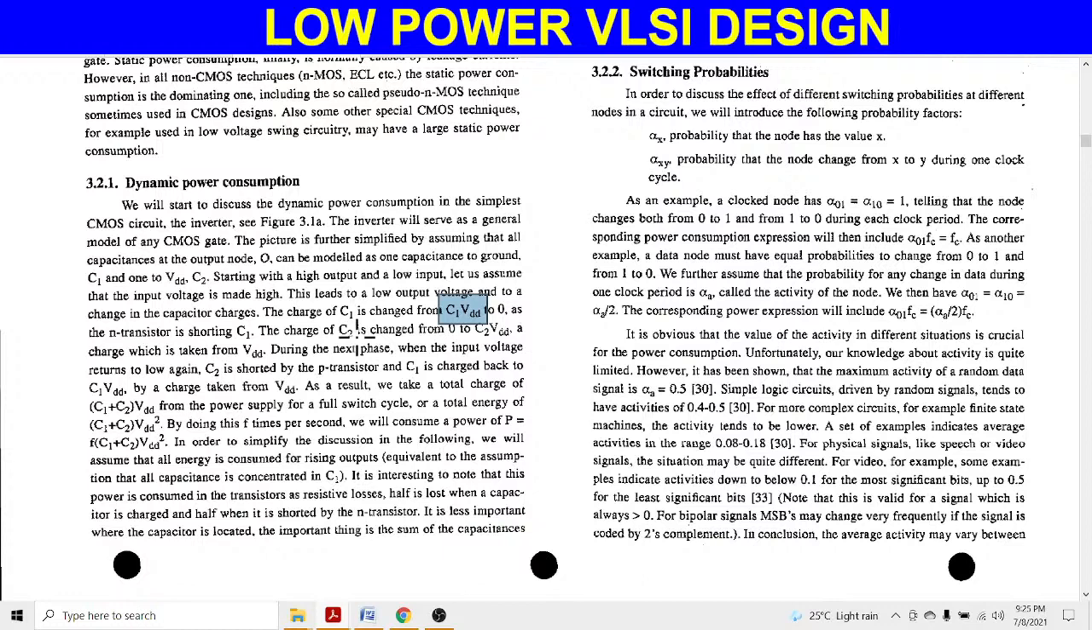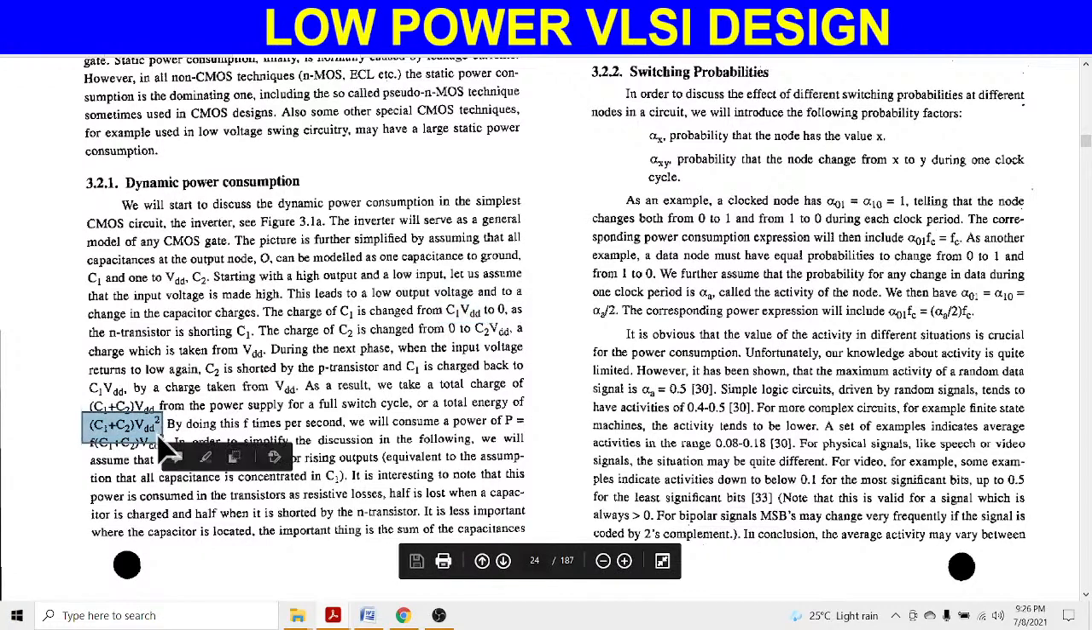for a full cycle, and the total energy is represented here. The total energy will be C1 plus C2 into VDD square. Here VDD is the power supply. This expression is for only one cycle.